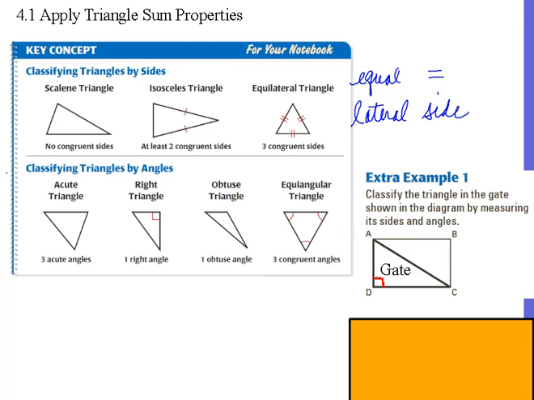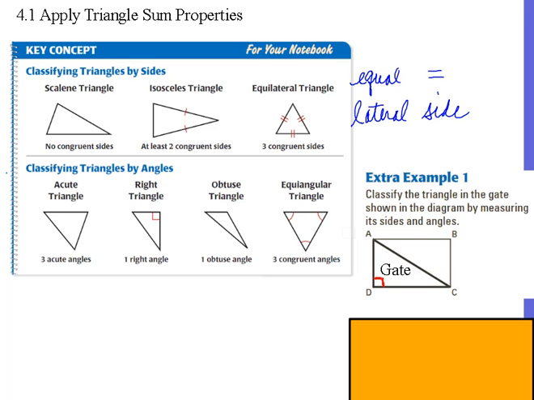First off, we've got classifying triangles. We're going to classify them using two different dimensions. First, we're going to talk about the sides, and we're also going to classify triangles by the angles, the sizes of the angles they have. So first off, and you're going to need to copy this into your notes, we have classifying triangles by sides.